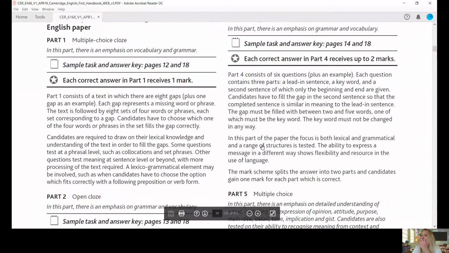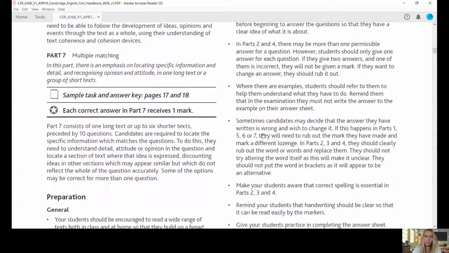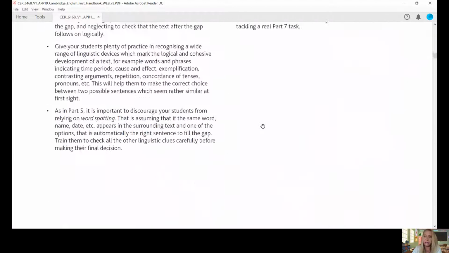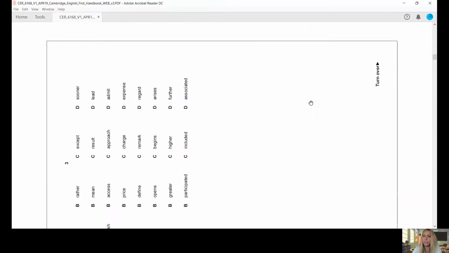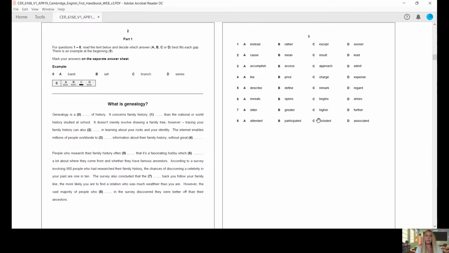Again, here there is a lot of information and description of what appears in the tasks, but let's look at it in a practical way. Let's just look at the tasks themselves. So here we are. As you look at it, it will become clear to you what you have. For questions 1 to 8, read the text below and decide which answer A, B, C, D best fits each gap. So you have a text with missing words.